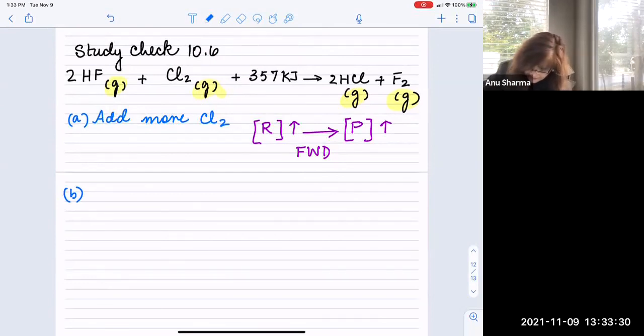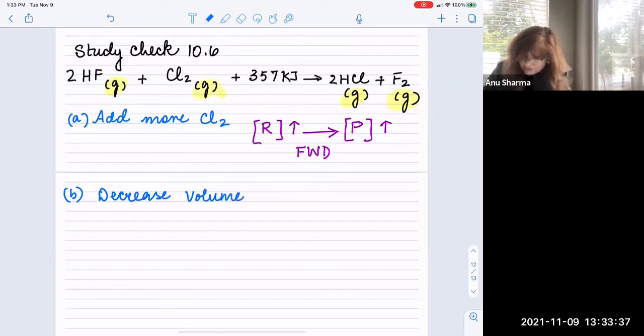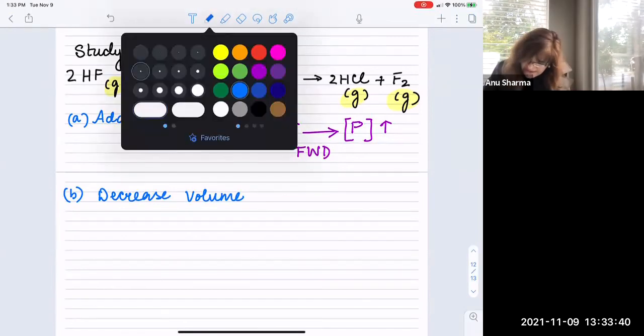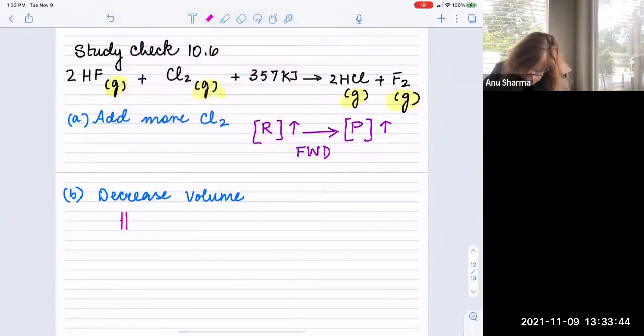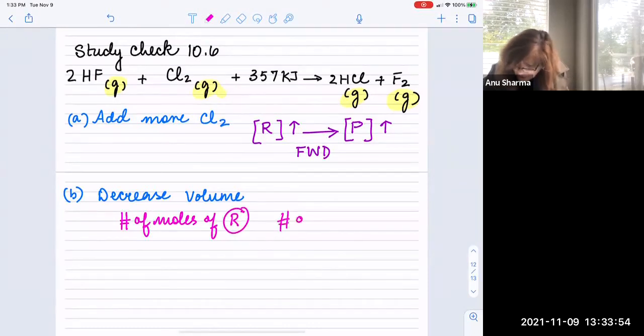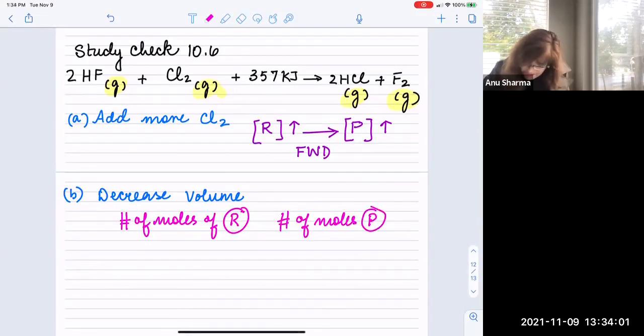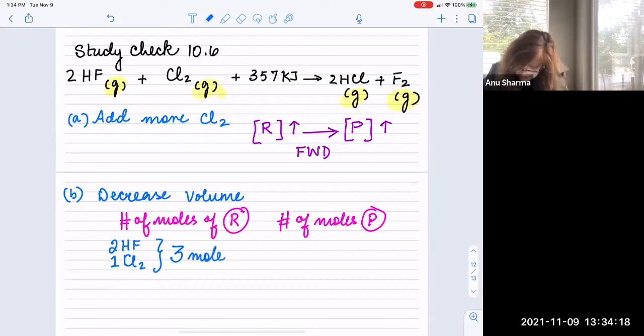Next is decreasing the volume of the container. So what do we see here? We see the number of moles on the product side and the reactant side. So let's count it. 2 coming from hydrogen fluoride, and then 1 coming from chlorine, Cl2. So this gives you a total of 3 moles on the reactant side.